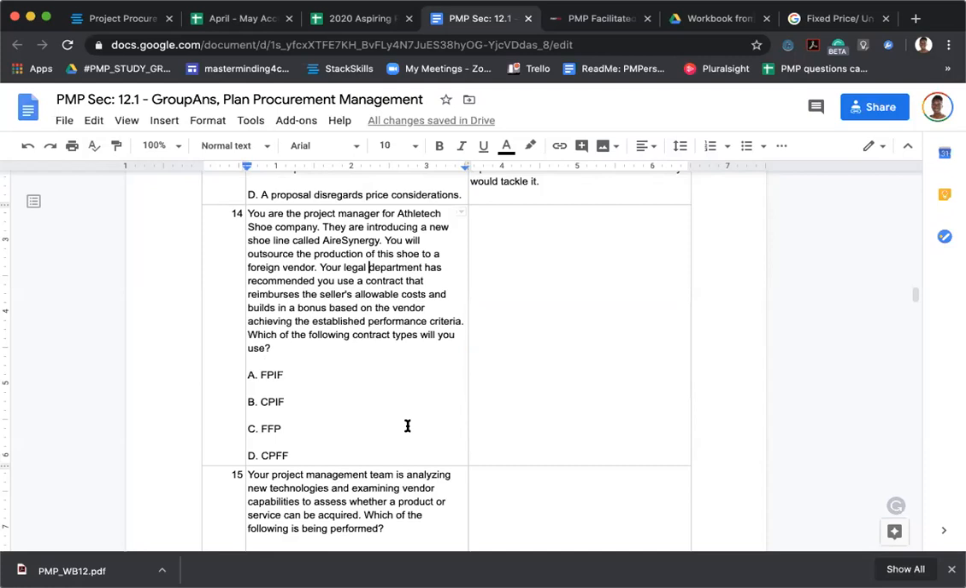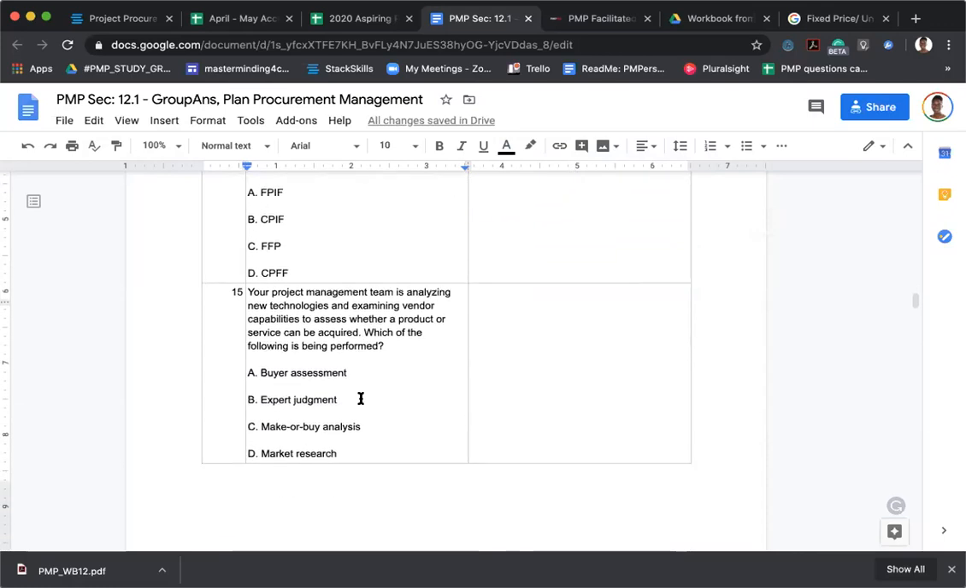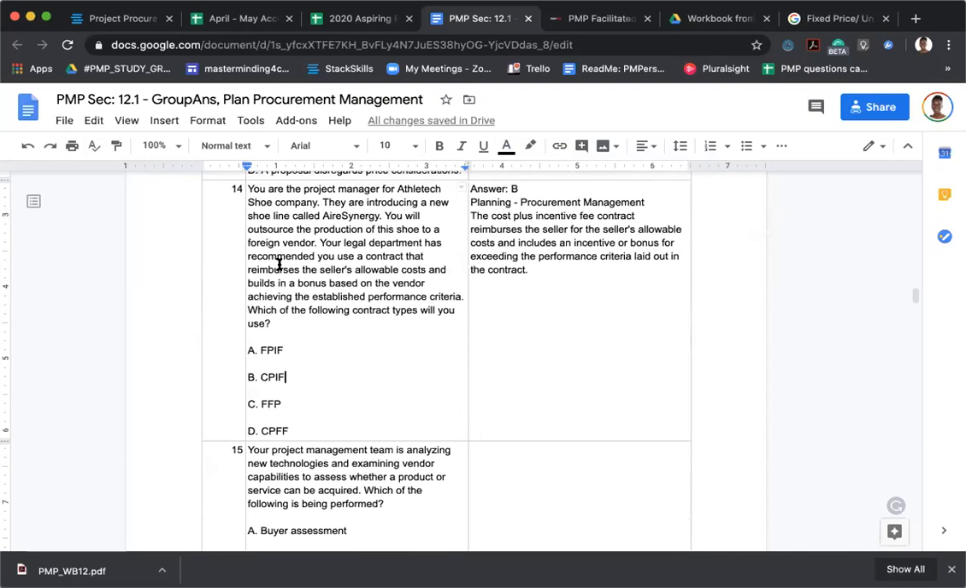Cost per incentive, B. Because it has an incentive in there. I don't know. There you go. Cost plus incentive fee. I gotta remember these acronyms. Fixed price, IF means fixed price incentive. Yeah, fixed price incentive fee. And then firm fixed price.